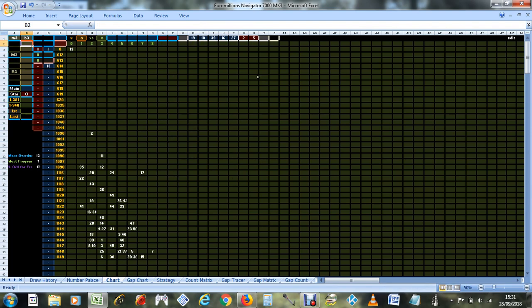Now, when we look at machine 3 and set of balls 3 together, number 2 is now second most overdue, second to number 13, which has yet to be drawn with machine 3 and set of balls 3. It's never occurred once.